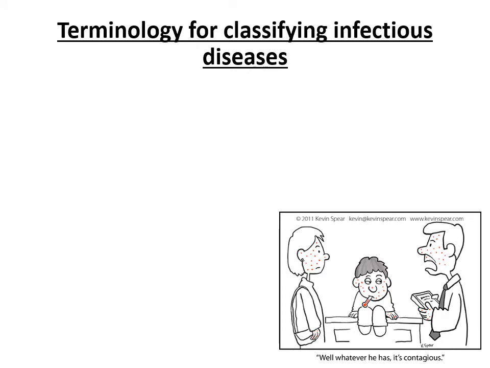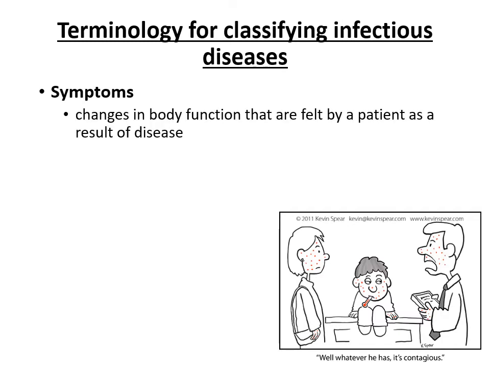Now, when we talk about these various infectious diseases, there's some terminology that you'll come across. This is another one of those slides where I say, I'm sure at one point or another, you've all used these terms or heard these terms, but you may not have known the true distinguishing aspects of the terms, or even if you were using them properly. So, the first term is symptoms. And your symptoms are the changes in your body function that are felt by a patient as a result of disease, meaning all of the things that you can visually see and feel due to having an infectious disease.